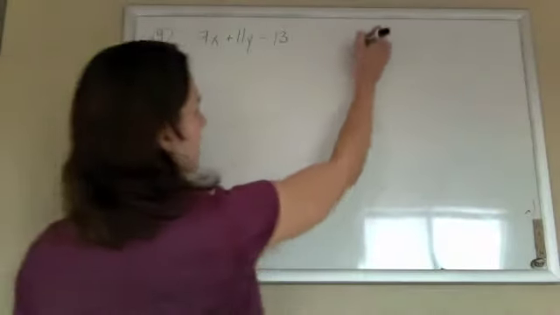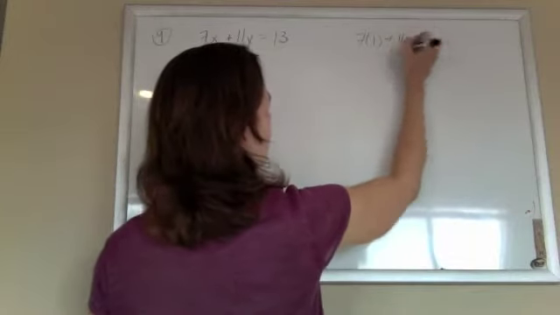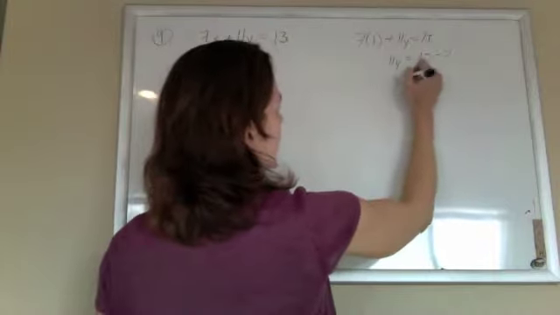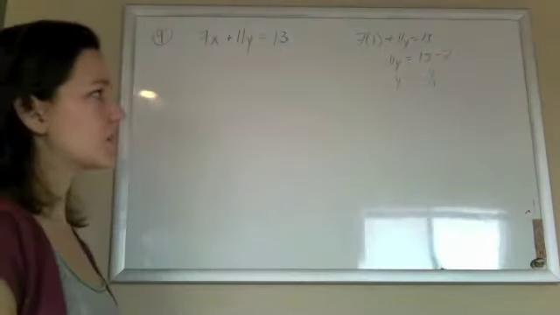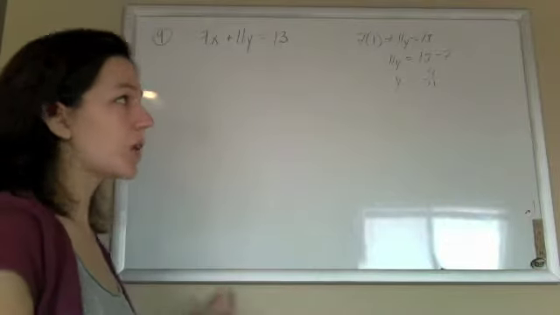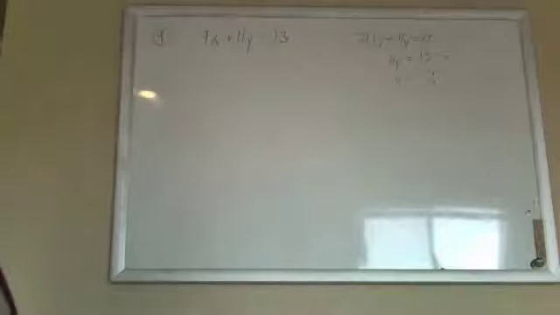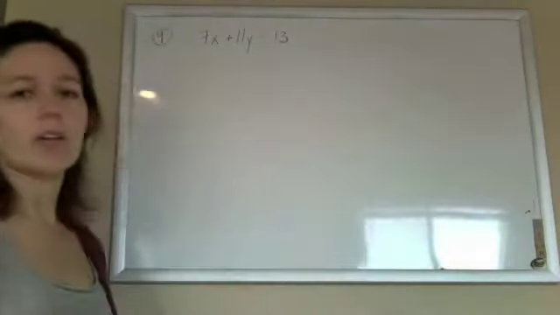Like you'd say, well, maybe when X is 1, Y would be 11Y is 13 minus 7, so Y would be 4 11ths. And you're like, well, darn it, that's not an integer. Crud. And you could keep trying and trying and trying, but it'd be kind of hard. So what we're going to do is use the Euclidean algorithm to do it.